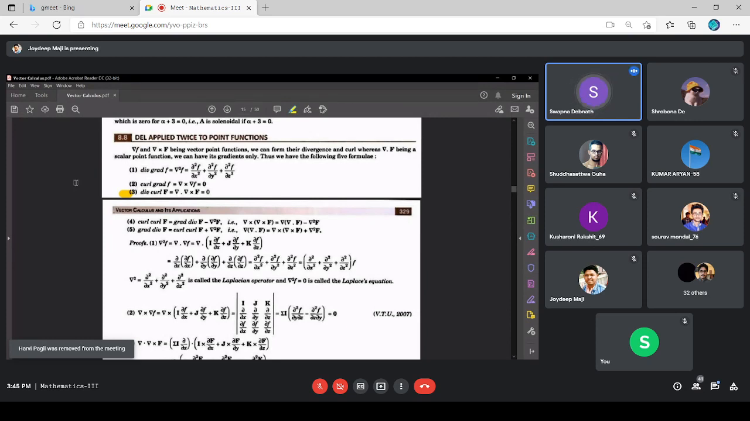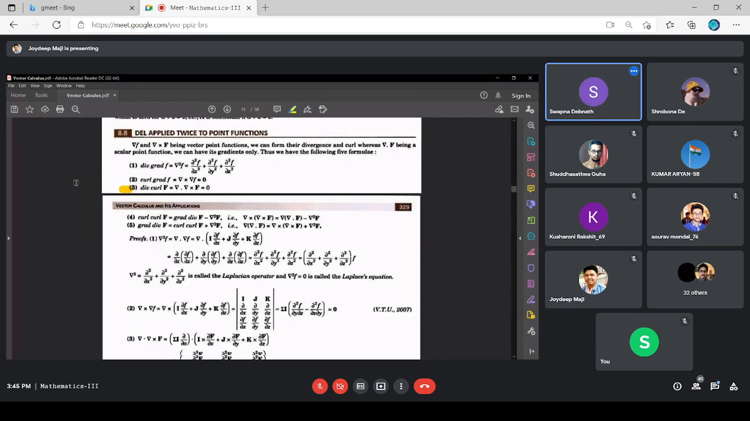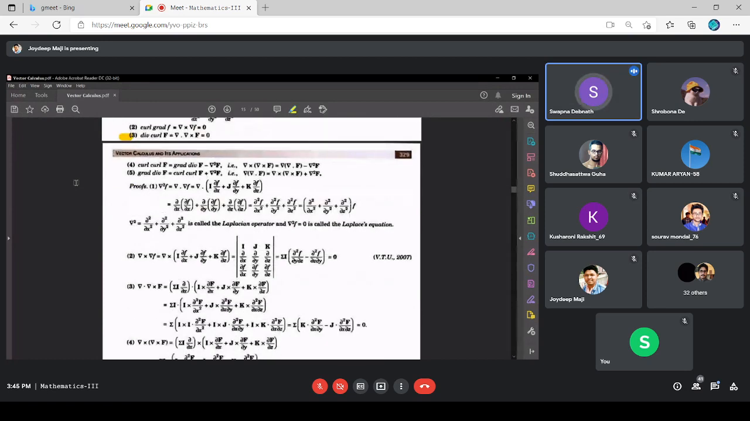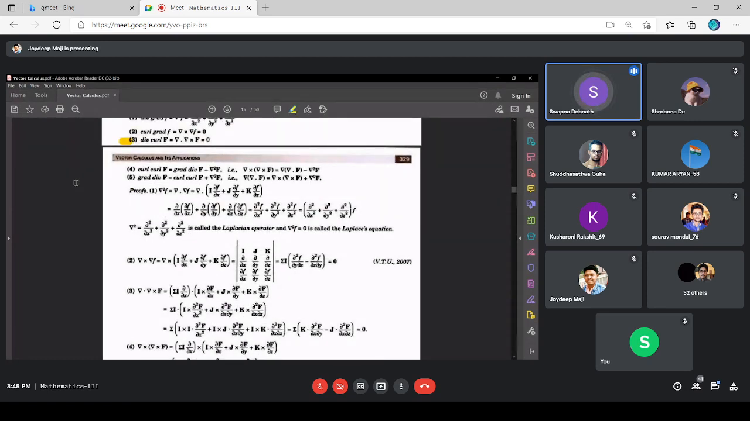Now come to number 3. See that del dot curl f. That means divergence curl f. They have written del, then dot, then curl, and they have calculated this one. This is a very simple thing.